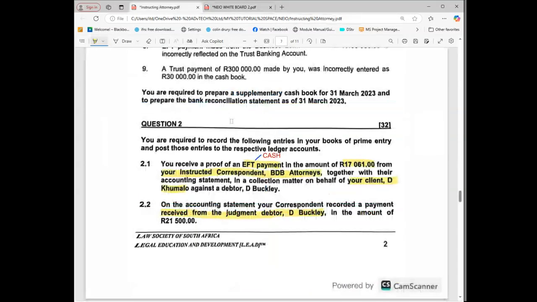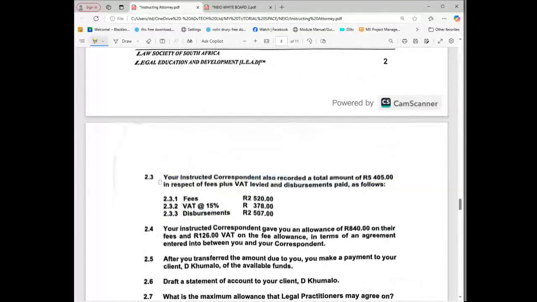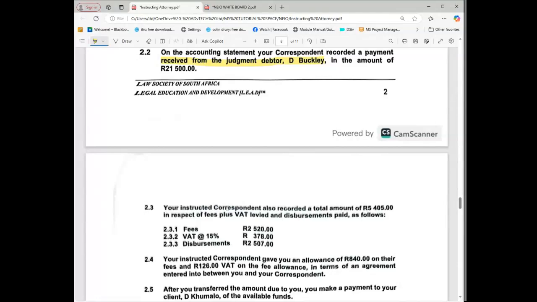For step number 3, I want us to look at 2.3. Can you see 2.3 here? They say you are instructed, the correspondent also recorded a total amount of 5,405 in respect of the fees levied and the disbursements. Now, let's visualize this. If this is what the correspondent has charged as a fee, and at the same time the correspondent incurred the disbursements, it means if we were in the books of the correspondent, these fees were supposed to be the fees of the correspondent. Are you with me?